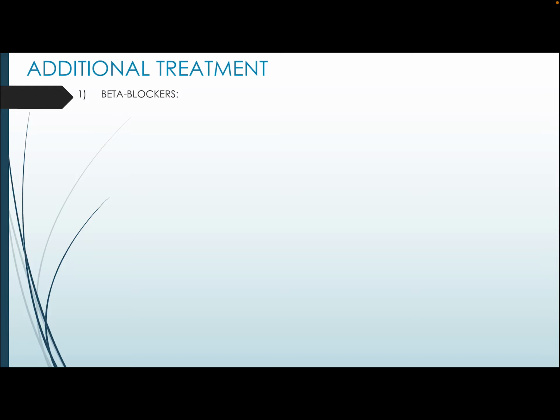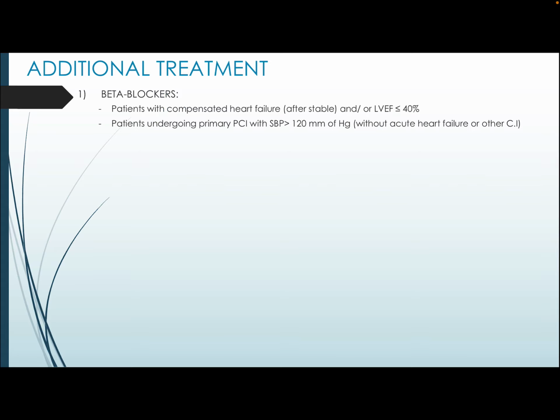For example, beta blockers we give for patients with a compensated heart failure, that is after they're stable, or a left ventricular ejection fraction that's less than 40%. We can also give beta blockers for patients who are going to undergo primary PCI but with their systolic blood pressure too high, that's more than 120 mm mercury. Again, these patients should not be in acute decompensated heart failure or with other contraindications like severe COPD, for example. Now, beta blockers have to be avoided in case of heart block or acute heart failure or severe hypotension. These three things are very important.